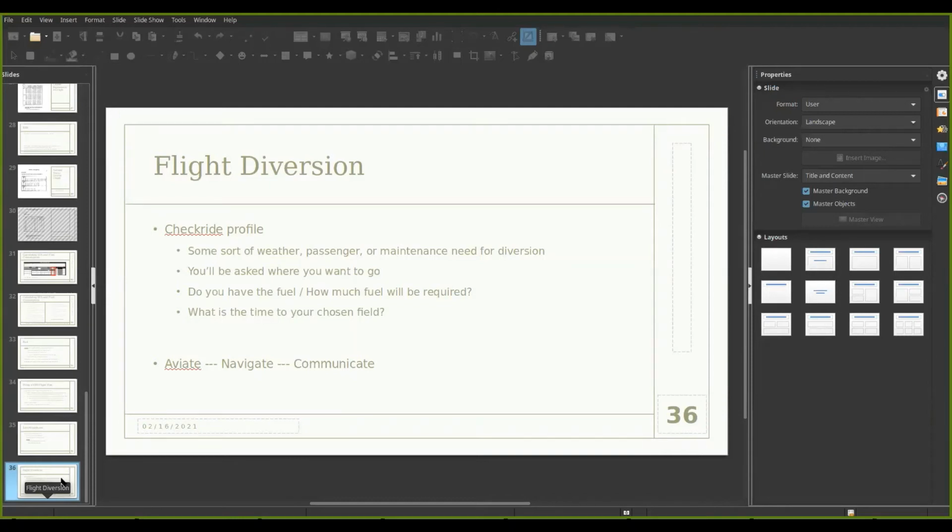Okay. Talked about the check ride profile and the flight diversion. Bottom line for flying: aviate, navigate, communicate. Fly the plane first, figure out where you're going or where you are, and then talk on the radios. Same thing in an emergency situation when you're drilling with your instructors. Aviate, navigate, communicate. That's the order of things. Fly the plane first.